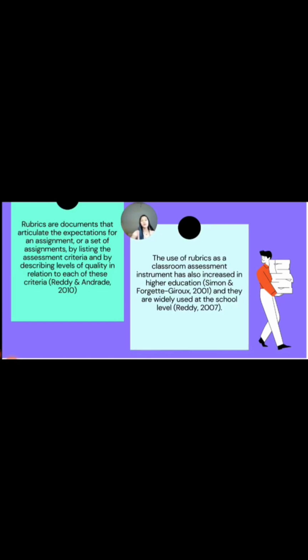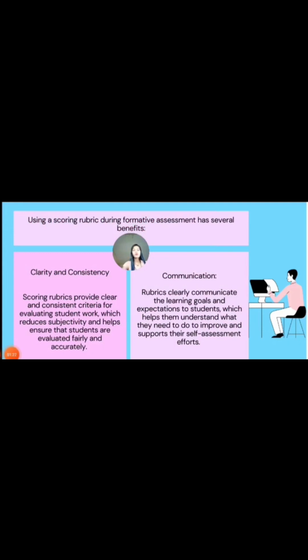So scoring rubrics are a useful tool that can facilitate formative assessment by providing clear criteria and expectations for student performance. A scoring rubric is a structured grid that outlines the characteristics and levels of quality expected in a student's work. It typically includes a list of performance criteria, and each criterion is evaluated and assigned a score based on the level of mastery demonstrated by the student. Using a scoring rubric during formative assessment has several benefits.